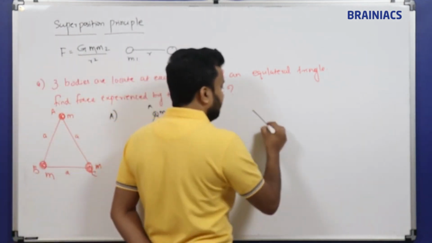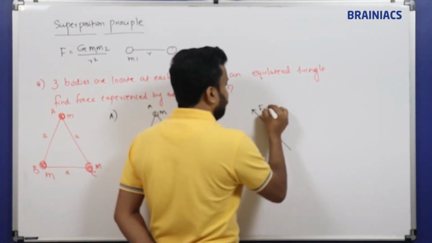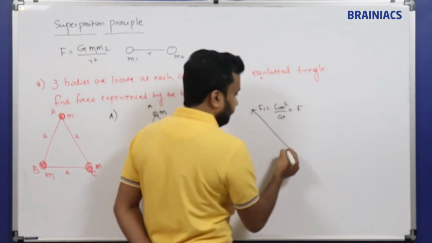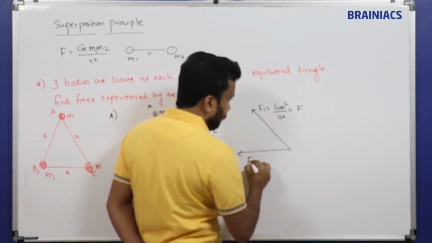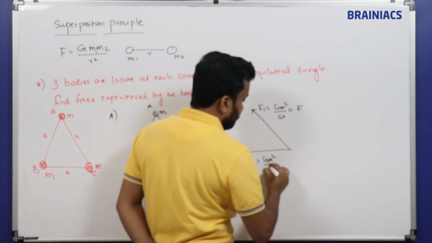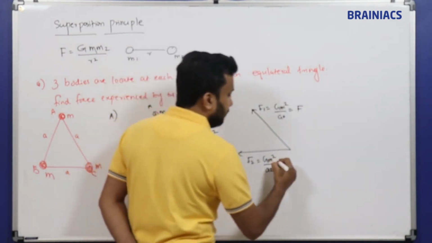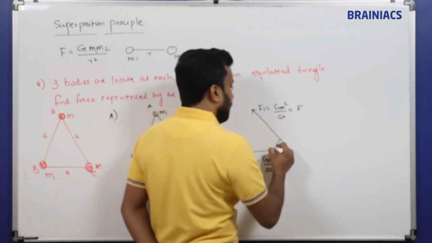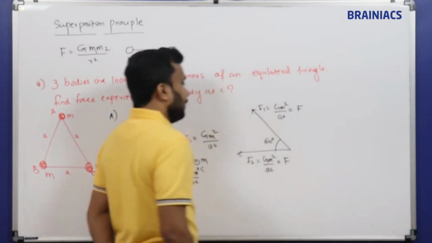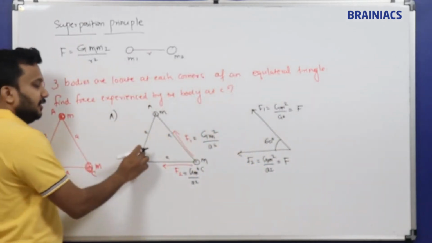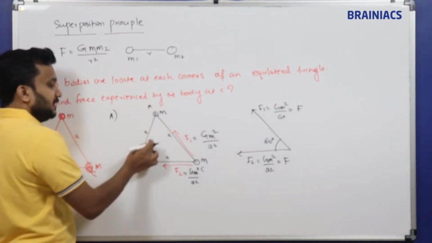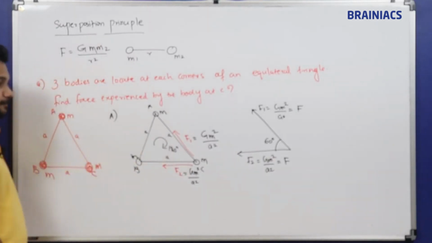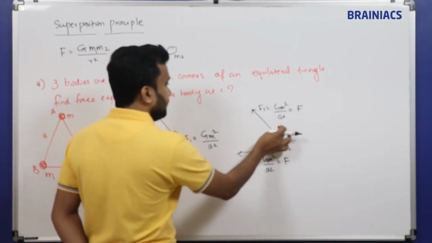Now my situation is like this. I have one force in this direction, F1, which is G m square by a square. I am taking this as F. Then another force in this direction, F2, is also equal to G m square by a square. Both are equal, so I am giving a common symbol F. Now these two make an angle of 60 degrees because it is an equilateral triangle. In an equilateral triangle each corner is 60, 60, 60. The total is 180 degrees for a triangle.